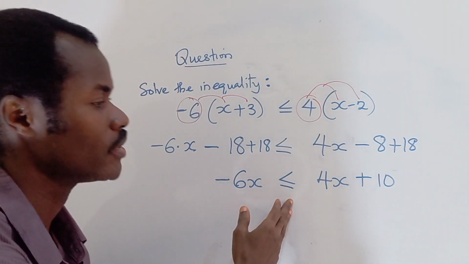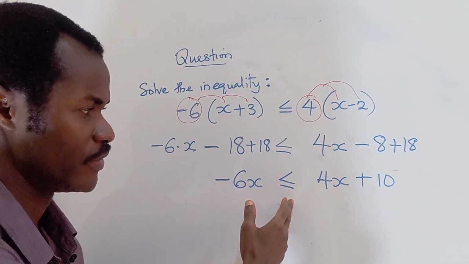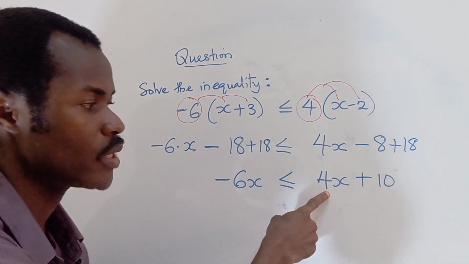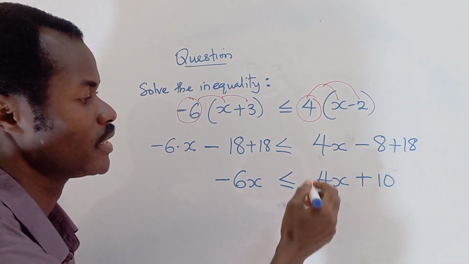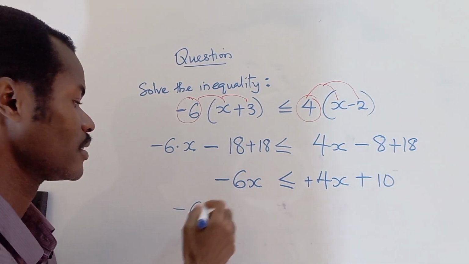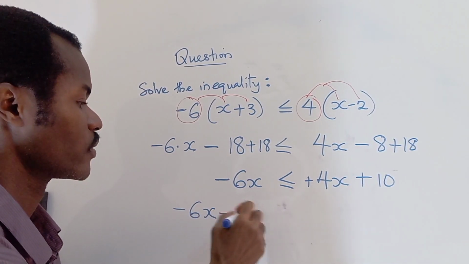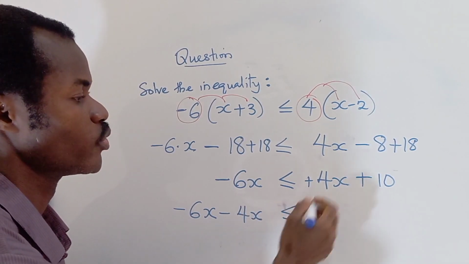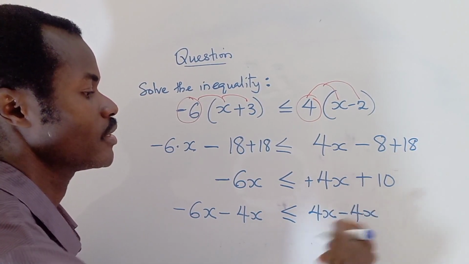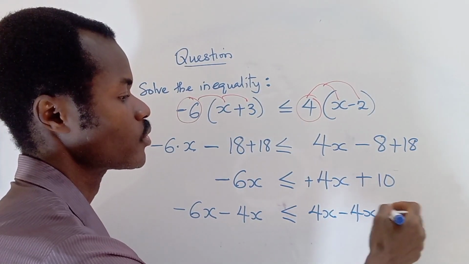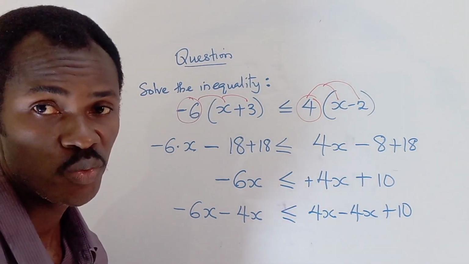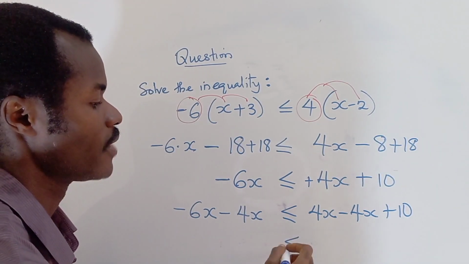Right, now the next thing we want to do is keep the values of x on the left hand side. So I have to remove 4x. How do I remove 4x? It's very simple. This is plus 4x, so I want to subtract 4x. So I'll say minus 6x minus 4x, and we add minus 4x to this side so that it becomes 0. So plus what? We have 10. This becomes 0, plus 10, which is 10.